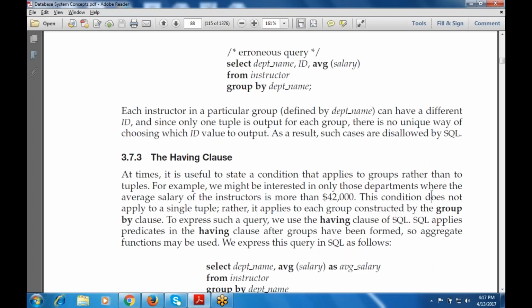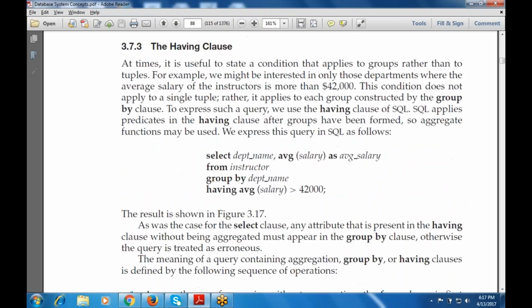This condition does not apply to a single tuple, rather it applies to each group constructed by the group by clause. To express such a query, we use the having clause of SQL, which applies a predicate after groups have been formed, so aggregate functions may be used. We express this query in SQL as follows. Select department name, AVG salary as average salary from instructor group by department name having average salary greater than 42,000.